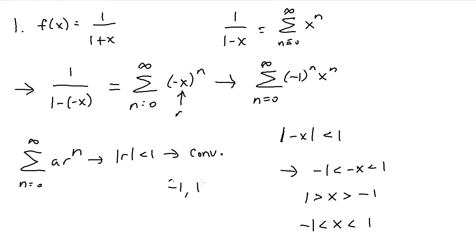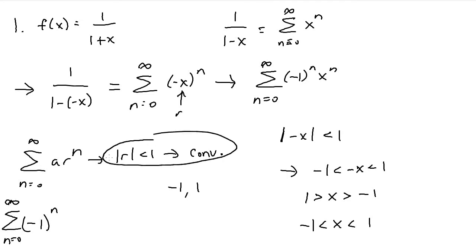Now we can test these endpoints. So if I plug in both -1 and 1 for x, if I go ahead and start by plugging in 1 for x, we'll get -1 to the n power of the series from n equals 0 to infinity. And remember, for a geometric series to converge, the absolute value of r must be less than 1. In this case, if r is a negative 1, the absolute value of negative 1, which is 1, is not less than 1, which means the series will diverge.